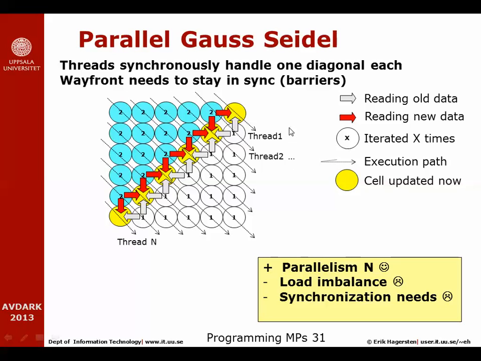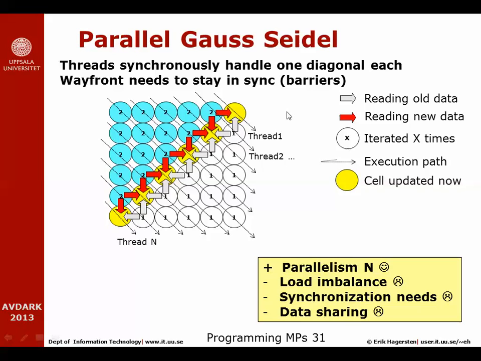So you sort of have to insert a barrier at the end of each of these diagonals that have been updated. When I updated the yellow diagonal, we have to put in a barrier here before we start to work on the next diagonal. So lots of communication between the threads.